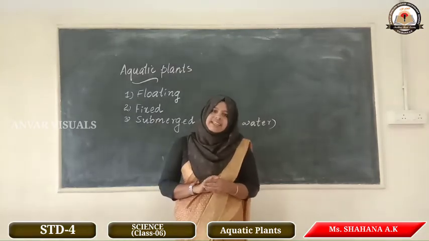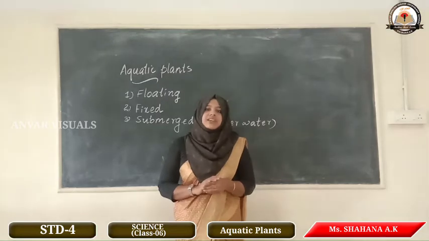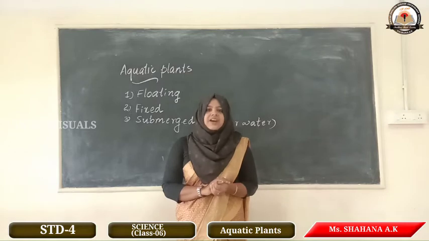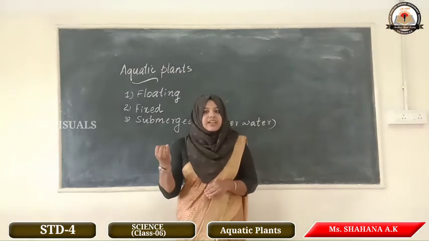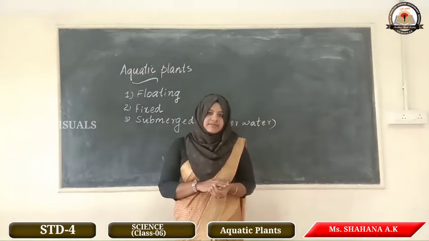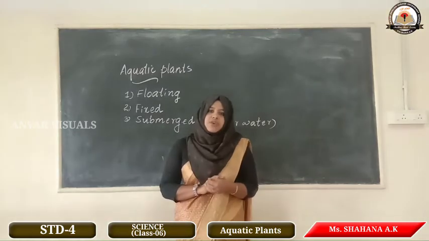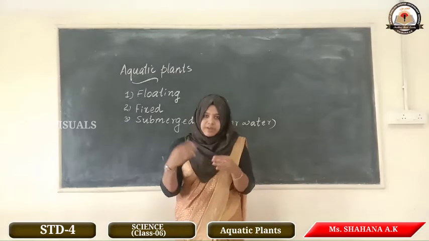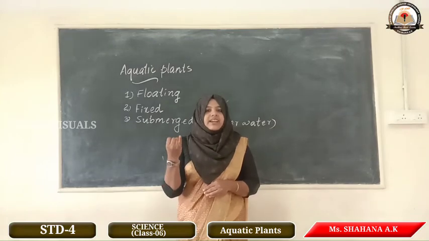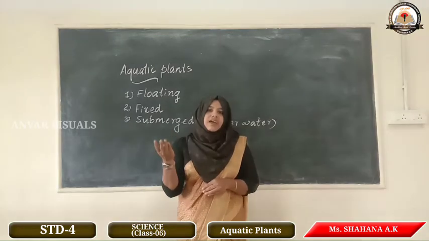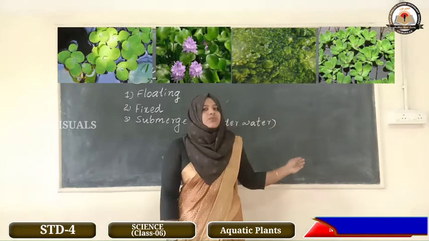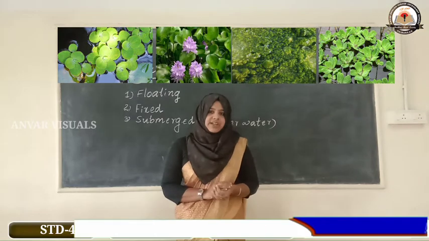Then we have to study the examples of floating aquatic plants. Can you give some examples? The examples are small green algae, duckweed, pistia and water hyacinth. Let me repeat once again. The examples are small green algae, duckweed, pistia and water hyacinth. Is it clear? These are the pictures of these examples of floating aquatic plants.